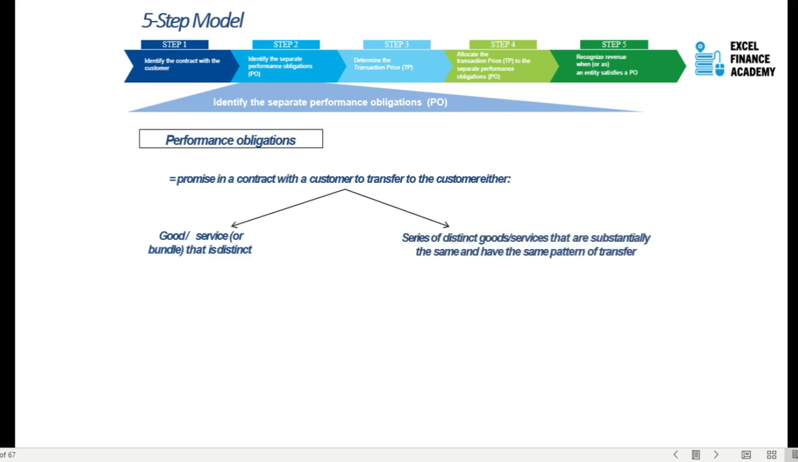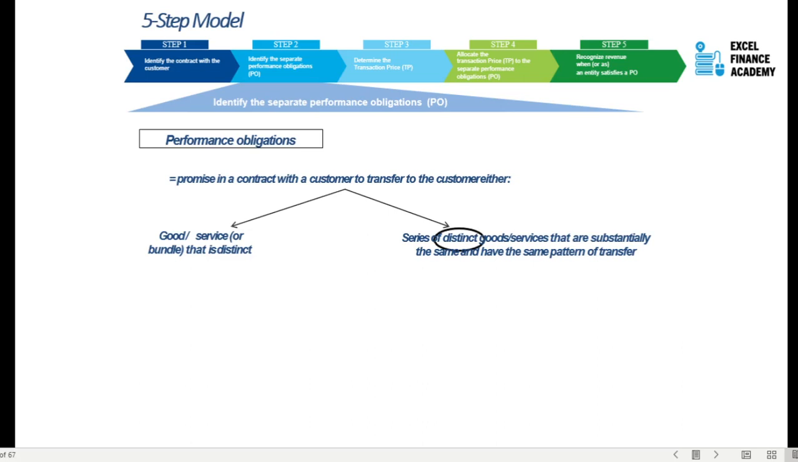Or there is a series of distinct goods and services that is substantially the same and has the same pattern of transfer. For example, monthly maintenance services, monthly security services, monthly cleaning services, monthly or annual services, right? These services are pretty much the same, and the pattern is the same, maybe monthly, quarterly or annually, and they are delivered as part of the same contract for a negotiated sum of money. That is called a single performance obligation, right?